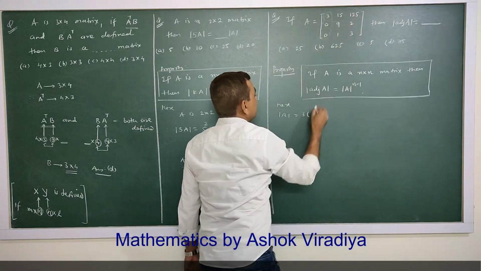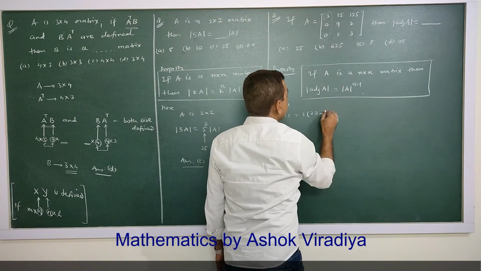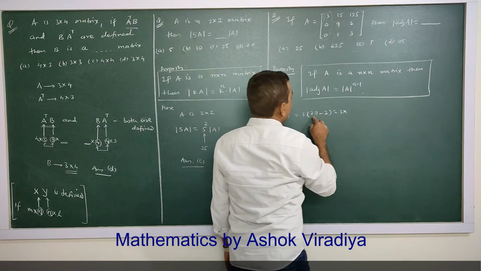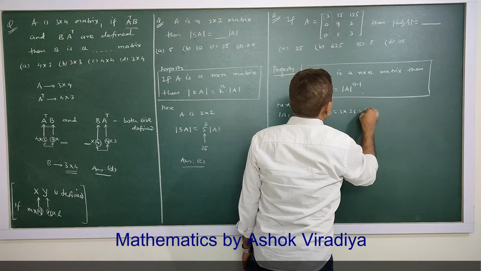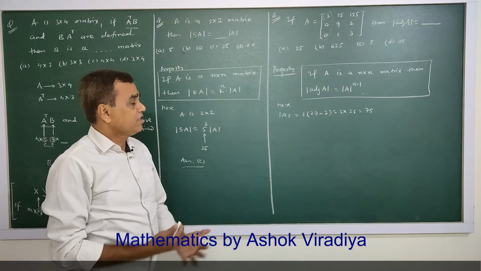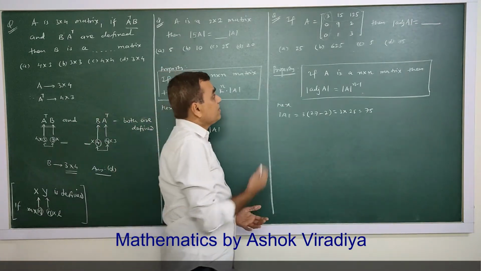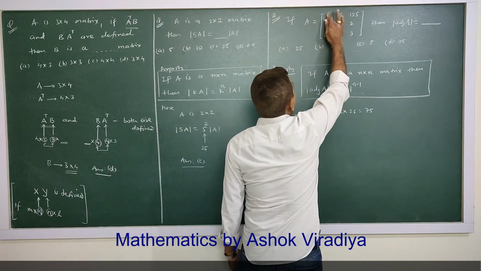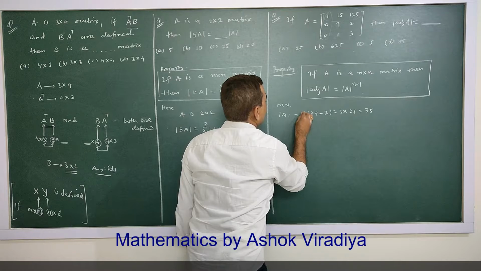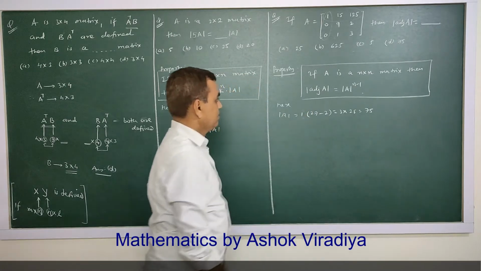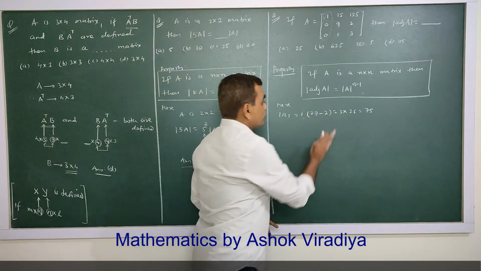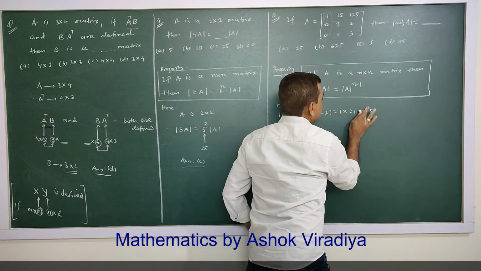9 into 3 is 27 minus 1 into 2, 2. So 3 into 27 minus 2, it is 25. So this is 75. Determinant A is 75. Here I change the value of this corner, I keep here 1. So I am putting here 1. So determinant A is 1 into 27 minus 2, that is 1 into 25.